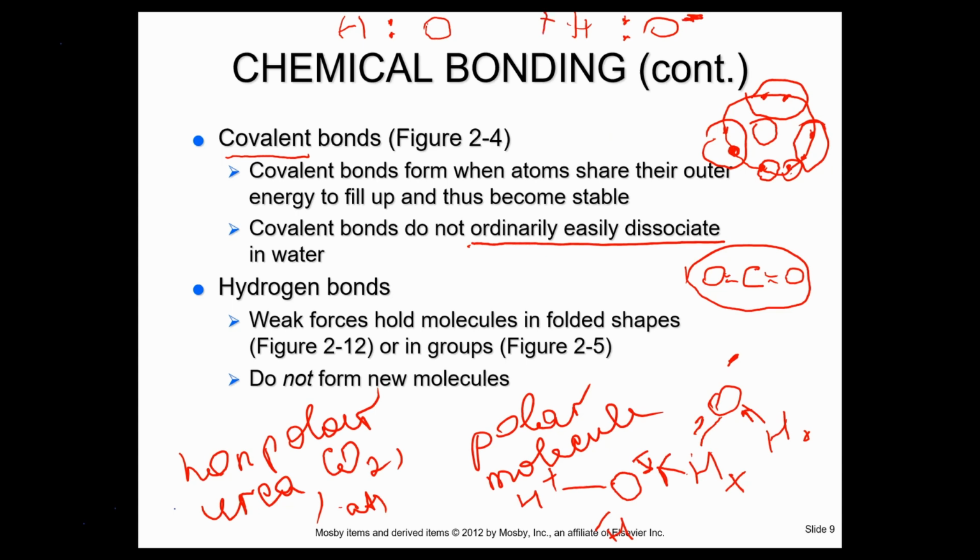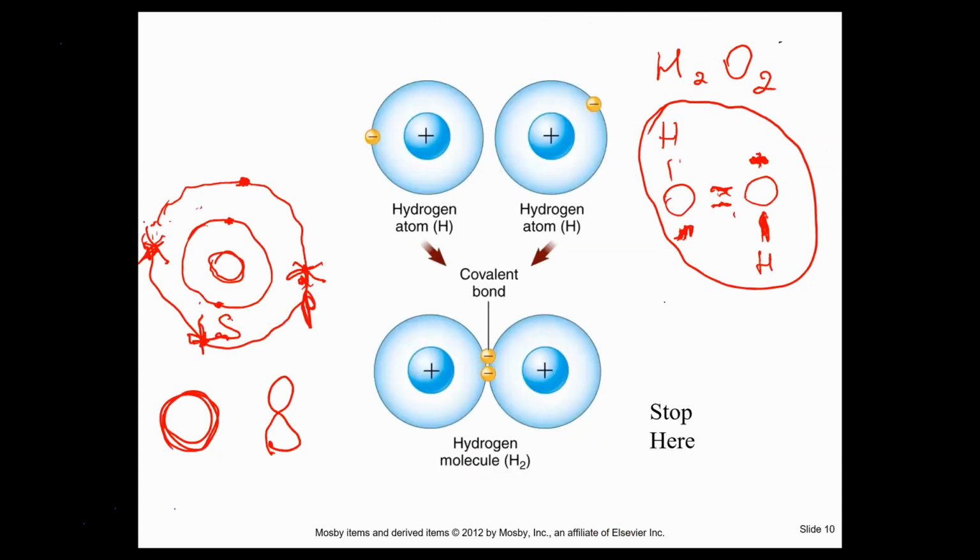Okay? Like here, for example, see, they're exactly in the middle, and it's a neutral molecule. It's a neutral molecule because the electrons are exactly in the middle. They equally share them, and so none of them gets more charge than another.